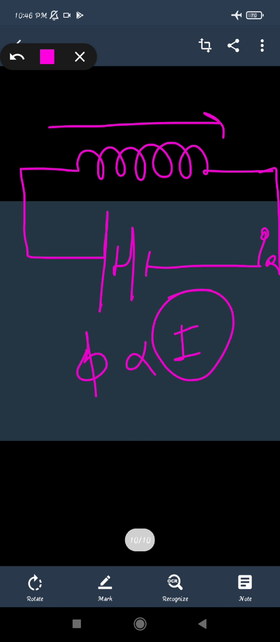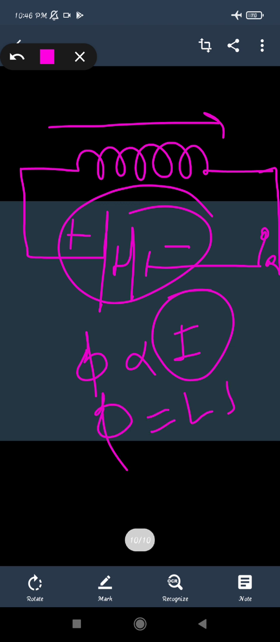How much current is generated through this battery will be given as the largest current, then the largest magnetic flux will be given. If we take a current of lesser value, then the magnetic flux will also have a lesser value. So phi will be directly proportional to the current, and if we take the coefficient as L, this L will be given as the self-inductance. So L is equal to phi upon I, or phi is equal to Li.